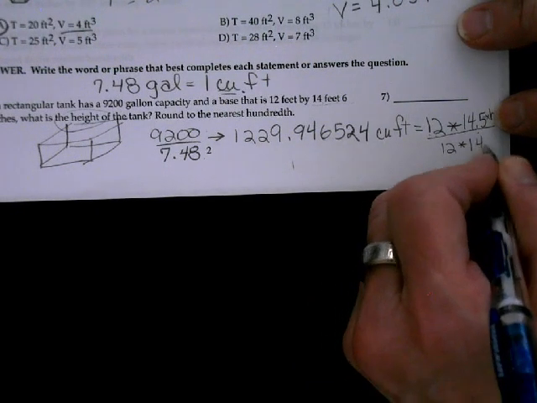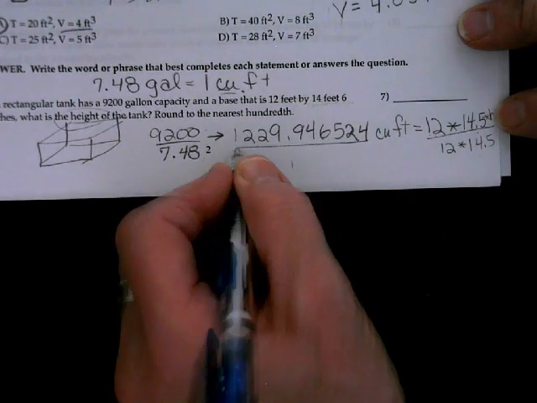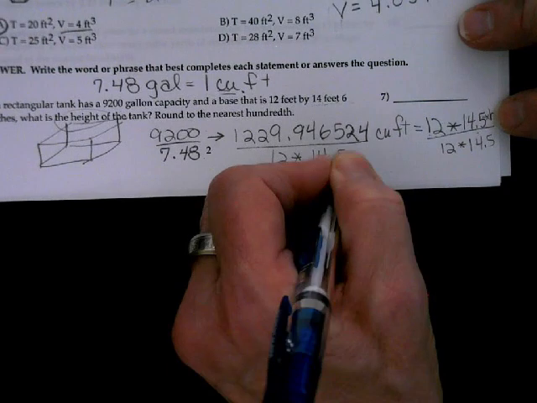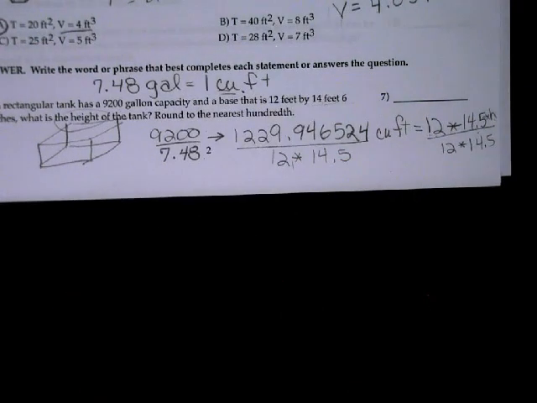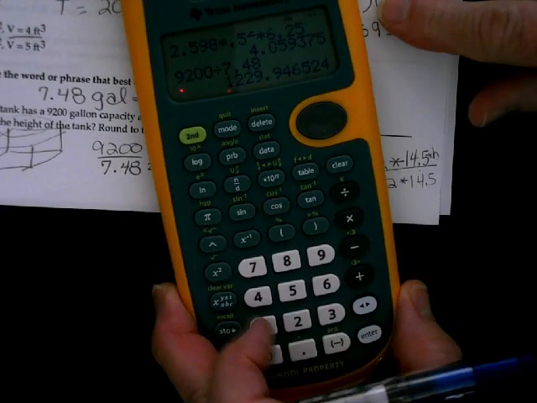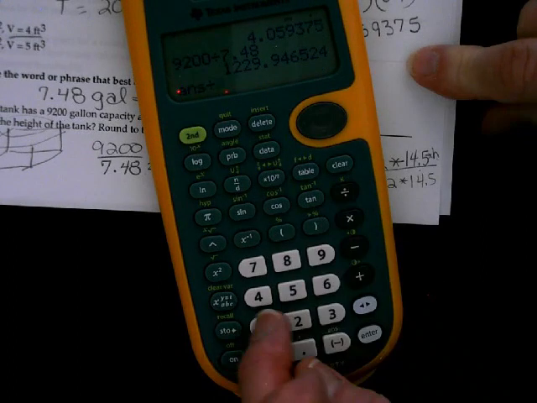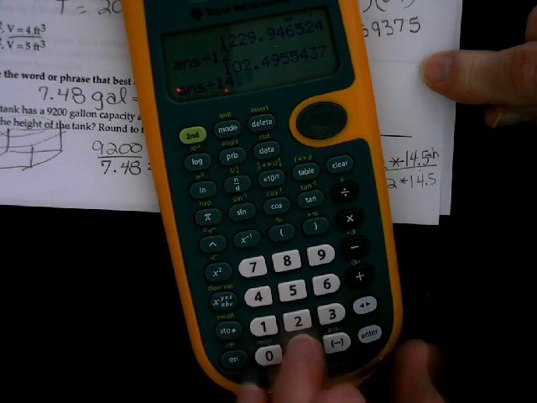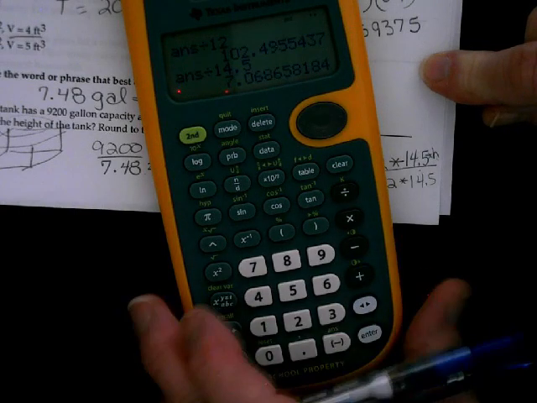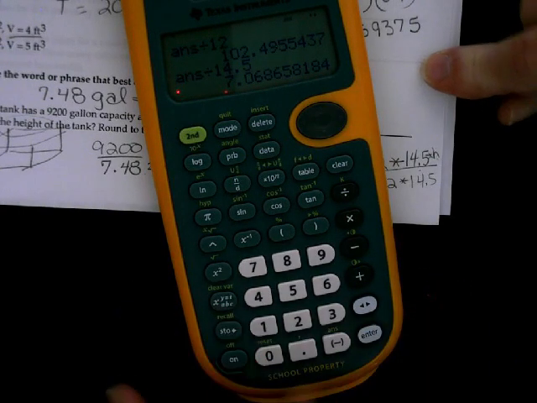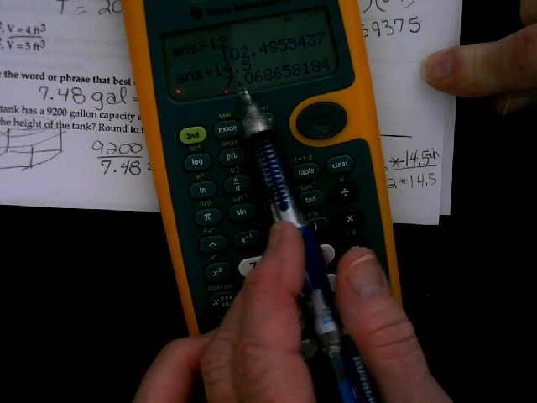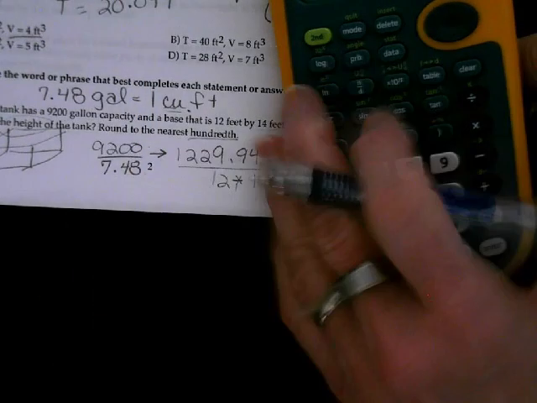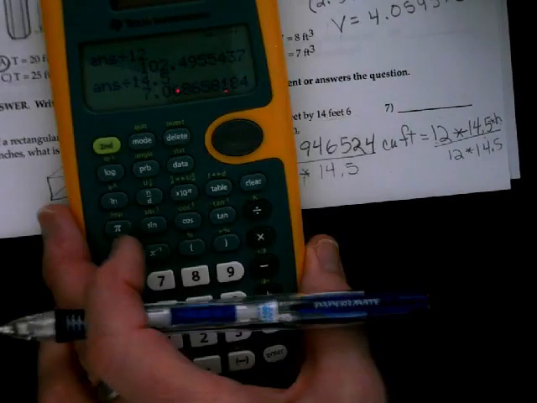That's your missing part to this formula. So you can multiply 12 times 14.5 and divide it into that. You can do it a step at a time. Divide your cubic feet by 12 and divide it by 14.5. You can do that in your calculator. Since my calculator's already got that decimal in there, I'm just going to divide it by 12 and then divide it by another 14.5.